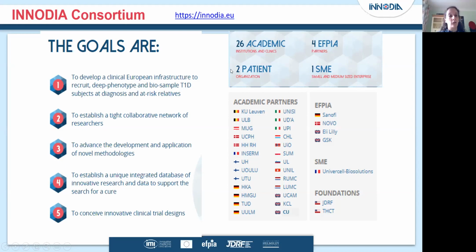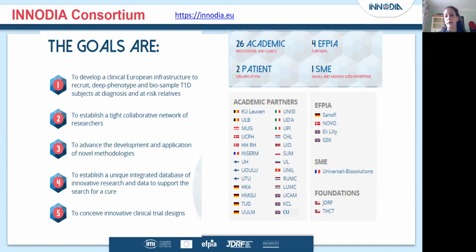And the idea is to develop a clinical European infrastructure to recruit, deep phenotype and biosample type 1 diabetes subjects at diagnosis and their at-risk relatives, which allows also the possibility of not only treatment studies, but as well as prevention studies. We want to establish a tight collaborative network of researchers, and also to establish a unique integrated database of innovative research and data to support the search for a cure, but as well as to advance the development and application of novel methodologies and to conceive of innovative clinical trial design.